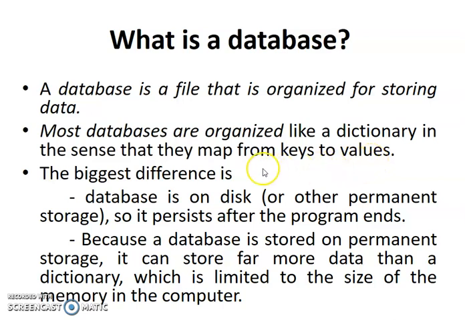What is the difference between the database and the dictionary? The major difference is that the database is stored on a disk, in permanent storage. So even after the program ends, it persists because the database is stored permanently on the storage. It can store far more data than a dictionary.